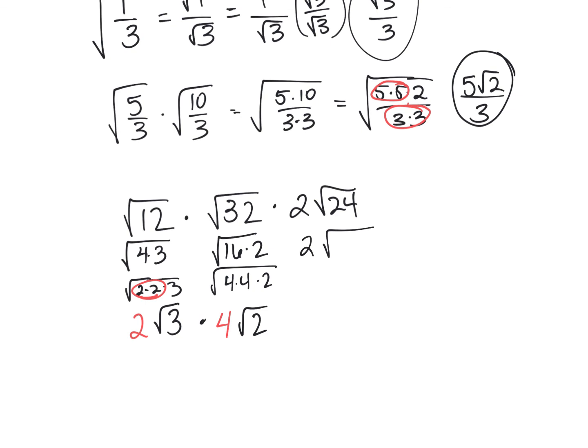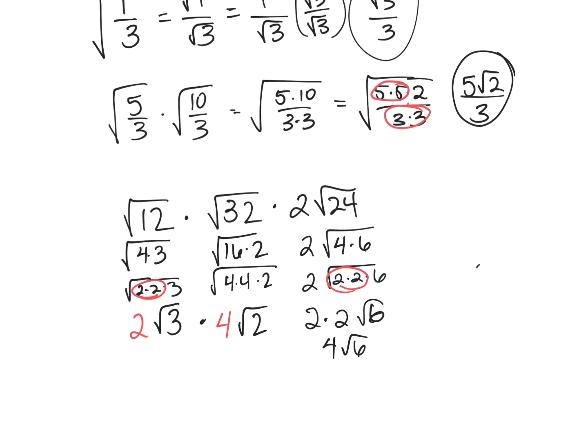And 24 is what? 12 times 2? Or 12 times 2, what else? 6 times 4. I happen to like 6 times 4. Why? Because 4 is a perfect square, right? So it's 2 times 2 square root 4, or square root 6, which is 4 square root 6. My brain is understanding.